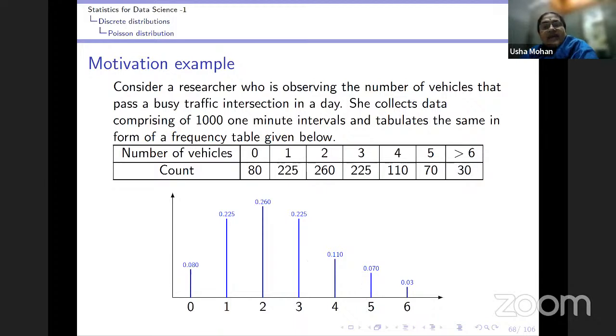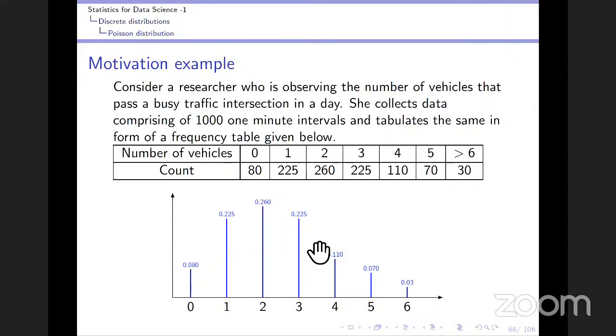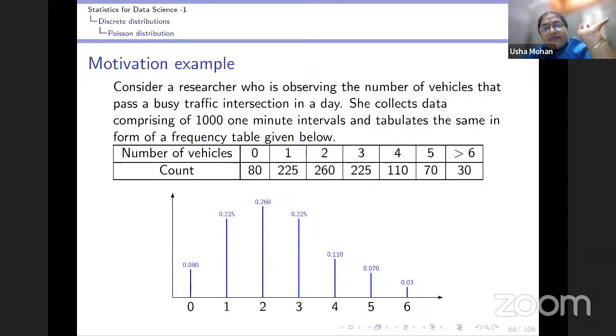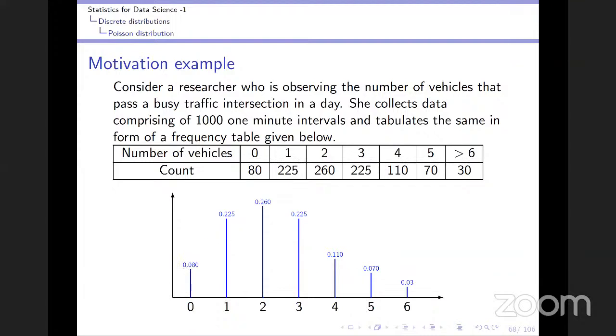So the idea is, suppose I collect data comprising 1,000 one-minute intervals. Of that, 81 one-minute intervals did not have any vehicles going. 225 one-minute intervals had one vehicle passing through. So this is what my data was. Is that clear? Yes, ma'am. And this is how I can plot a bar graph for this data, where these are the counts, the frequency. Is this clear? Yes, ma'am.